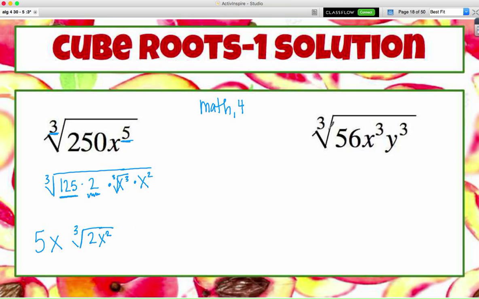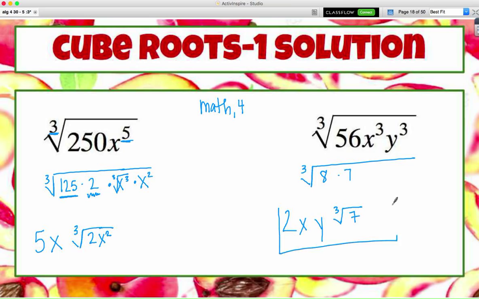Last example here, cube root of 56 isn't a perfect cube, but I know that 56 is divisible by 7 and 8, so I can think of this as 8 times 7. Cube root of 8 I can actually compute and take out would be 2. Cube root of 7 would have to stay under there because there are no perfect cubes hidden within 7. Since x and y both have exponents of 3, and 3 is divisible by 3, these are pretty simple. Cube root of x cubed is just x. Cube root of y cubed is just y. So that would be our final answer.